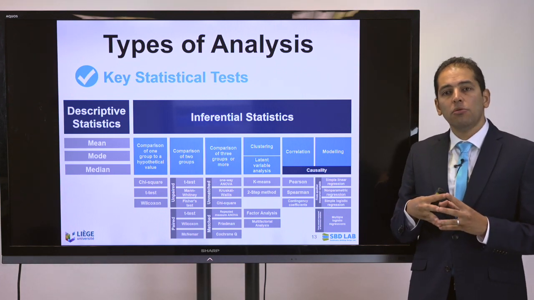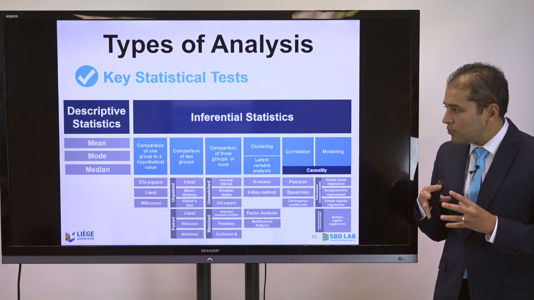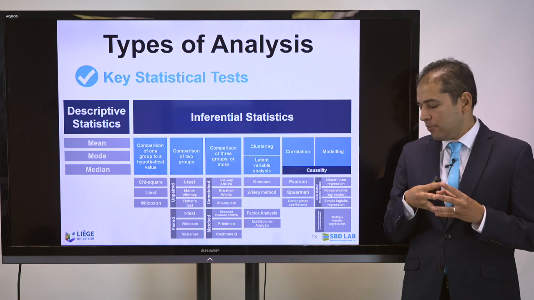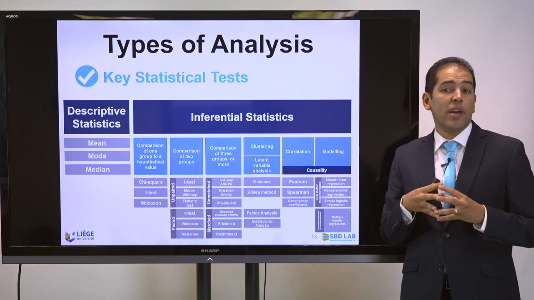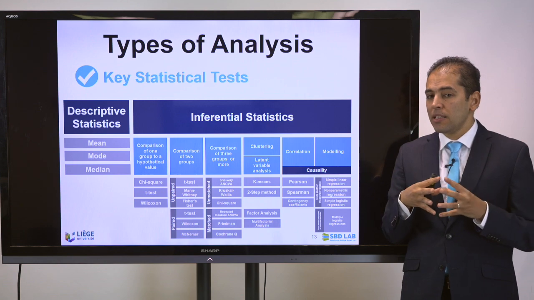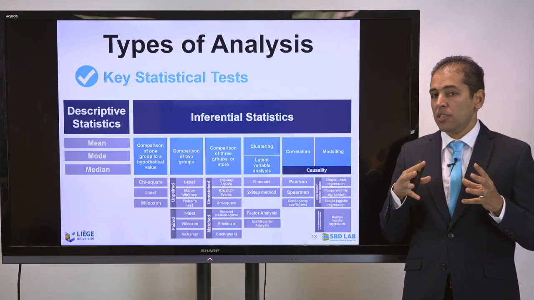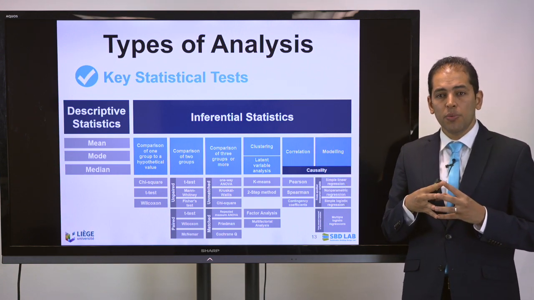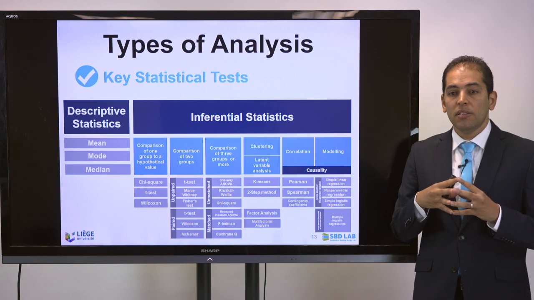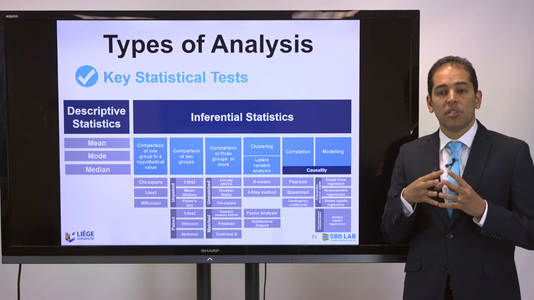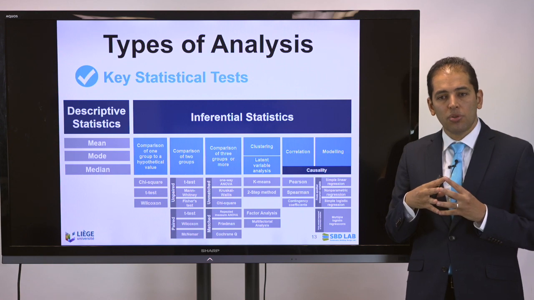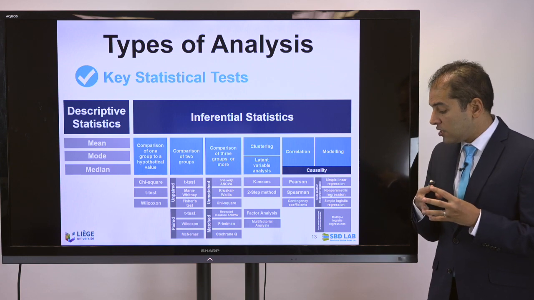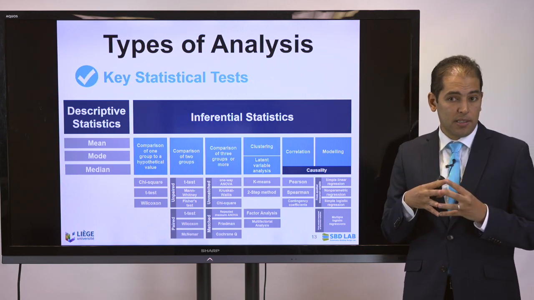So allow me now to go one level deeper. When I'm talking about comparison of one group to a hypothetical value, I'm talking about the chi-square test. I'm talking about the t-test. I'm talking about the Wilcoxon test. When I move to the comparison of two groups, I'm talking about the t-test, the Mann-Whitney, and the Fisher test as an unpaired approach. And if I'm using a paired approach, I'm talking about the t-test, the Wilcoxon, and the McNemar test.